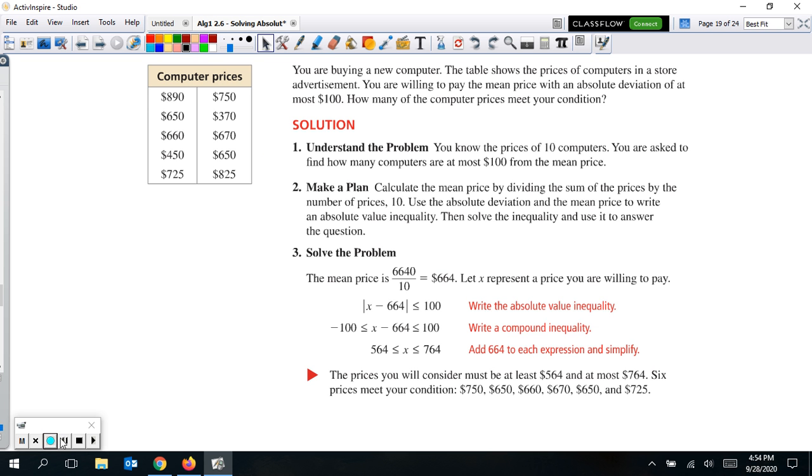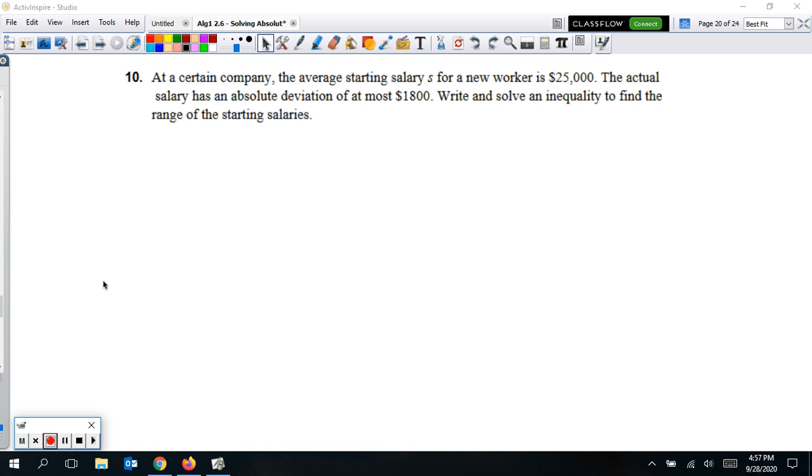All right, let's do one on our notes here in your journal, number 10. So at a certain company, the average starting salary S for a new worker is $25,000. The actual salary has an absolute deviation of at most $1,800. So remember to think about this. The $1,800 is your give or take number. So the starting salary could be $25,000 give or take $1,800. So it could be $1,800 less or $1,800 more, basically. Write and solve an inequality to find the range of the starting salaries.